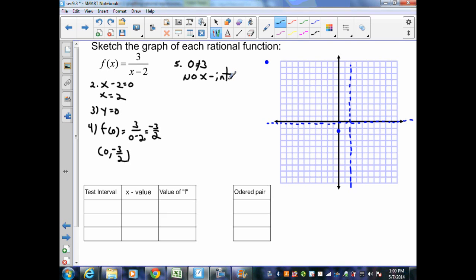Now I want to find values of points depending on where my y-intercept and vertical asymptote are. Therefore, I'm going to find a value of negative infinity to my y-intercept, which is at 0. So negative infinity to 0. So I want to find a point anywhere in this area. I'm going to choose negative 1. So my x value is a negative 1. When I plug that in and solve, I'm going to get my y value of a negative 1. So the ordered pair is negative 1, negative 1.